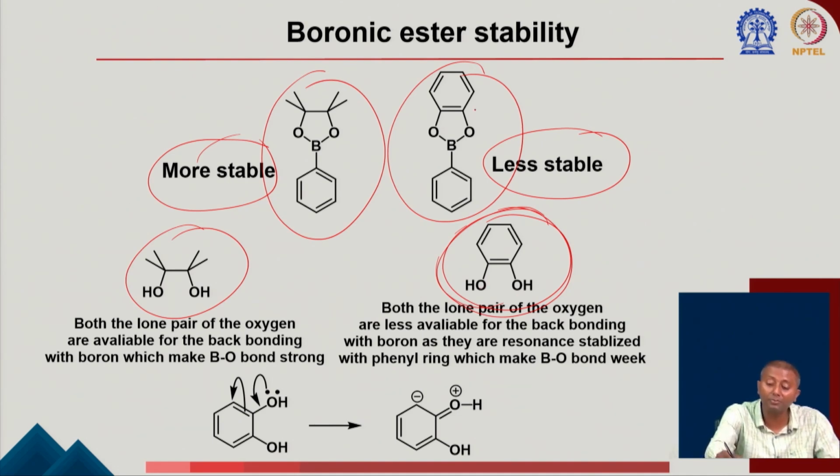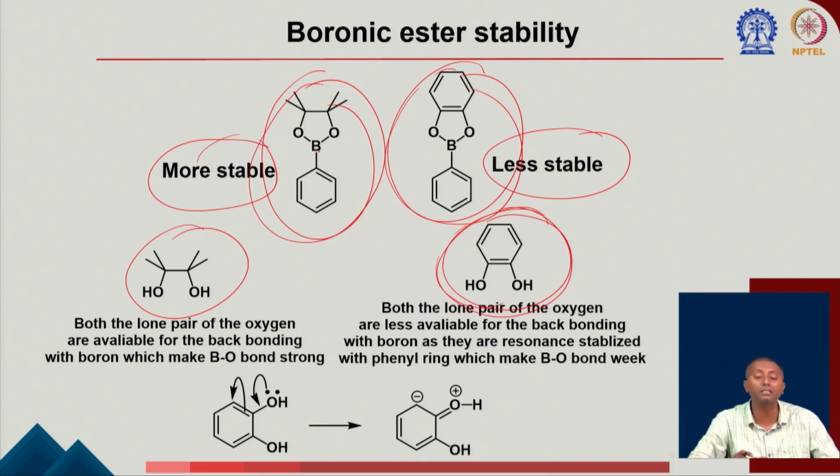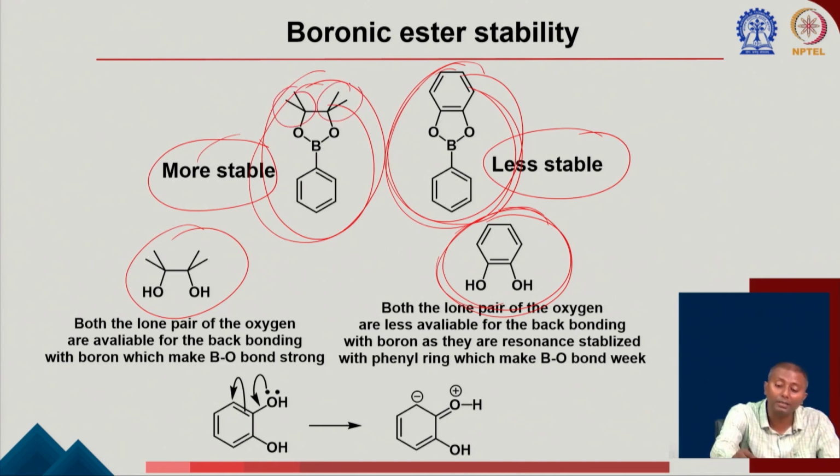So that means when it is forming the boron ester in the pinacol case, the lone pair is completely given to the boron, forming a very stable bond. But in the case of catechol, that is not there. That is one fact. The other fact is that in the case of pinacol, you have this tetramethyl group, correct? So that also forms a more sterically hindered environment compared to catechol.